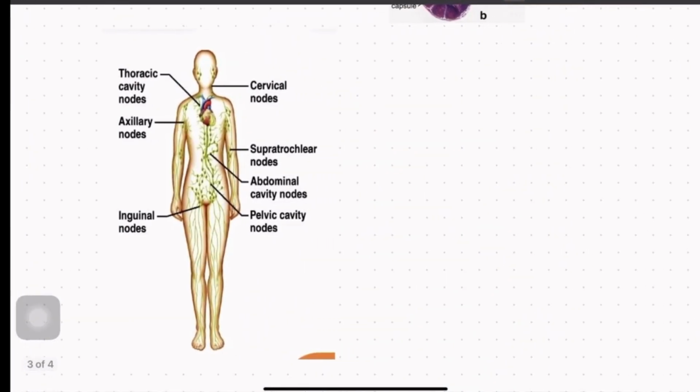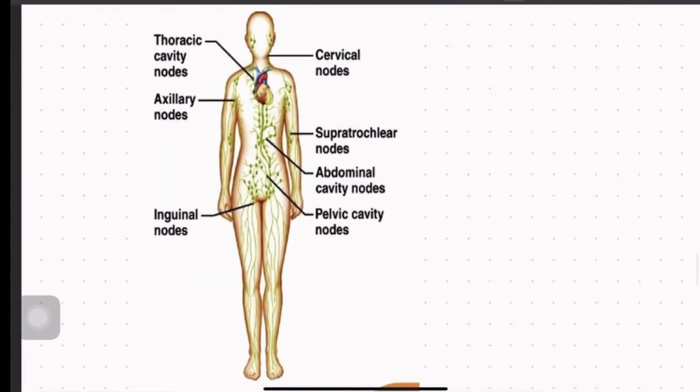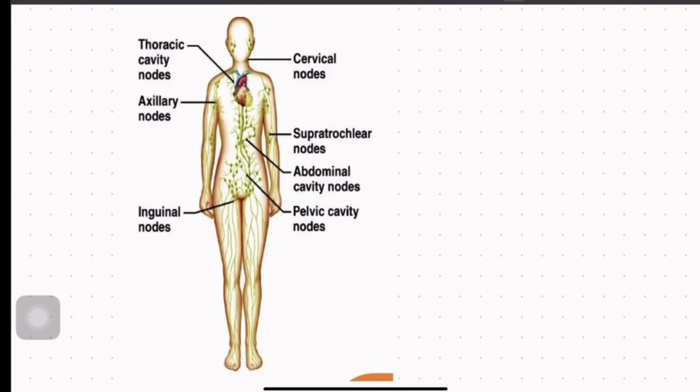There are 7 types of lymph nodes inside our body. The first one is thoracic cavity nodes, and then cervical nodes, and then axillary nodes, which are at the armpit, and then supratrochlear nodes, and then abdominal cavity nodes, and then pelvic cavity nodes, and the last one is inguinal nodes.